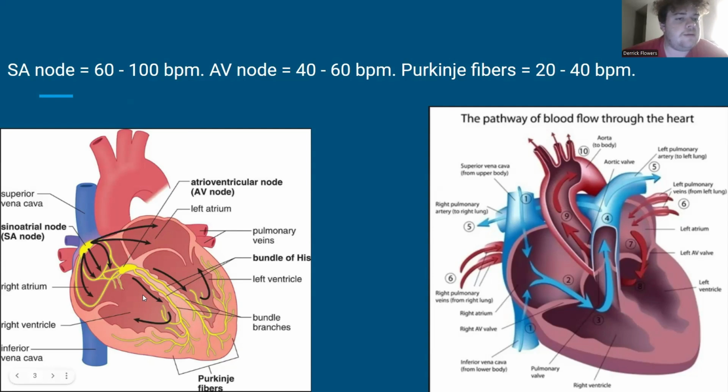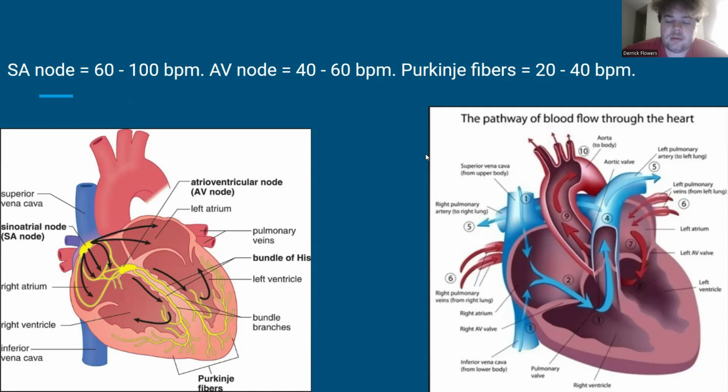Right now, when your SA node is the primary pacemaker of the heart, conducting its rhythm in the heartbeat, your heartbeat's normally going to be around 60 to 100 beats per minute for a normal rhythm. Let's say the SA node fails. We're going to go to the AV node. The AV node is 40 to 60 beats per minute if it's the primary pacemaker. Now, let's say the Purkinje fibers are the primary pacemaker because all this fails. It's going to be 20 to 40 beats per minute.